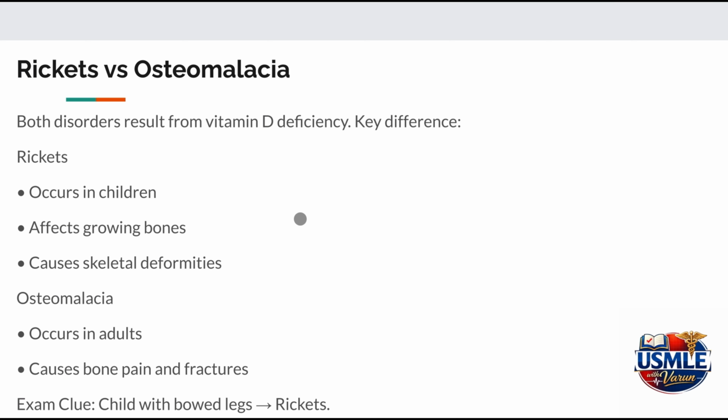Rickets and osteomalacia are closely related to each other because both result from vitamin D deficiency. The only difference lies in the age group affected. Rickets occurs in children, where bone growth plates are still open because the bones are still developing. Defective mineralization causes skeletal deformities, including bowed legs, widening of the growth plates, and characteristic features such as rachitic rosary at the costochondral junctions. Osteomalacia, on the other hand, occurs in adults since adult bones have already finished growing. The disease presents mainly with bone pain, muscle weakness, and increased fracture risk. Whenever a question mentions a child with bowed legs, it strongly suggests rickets.